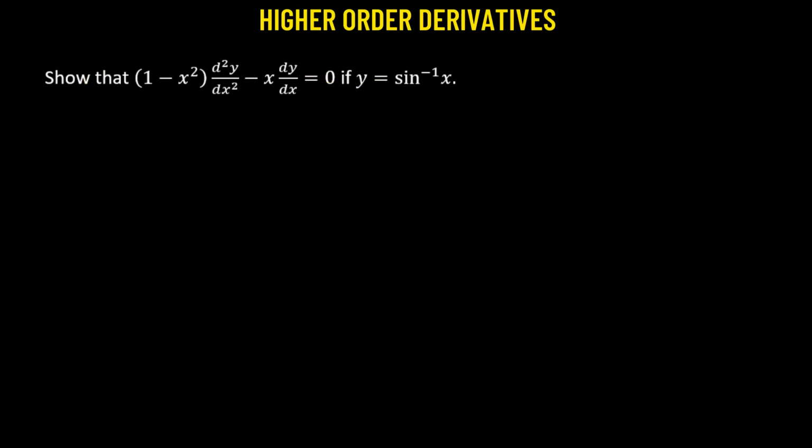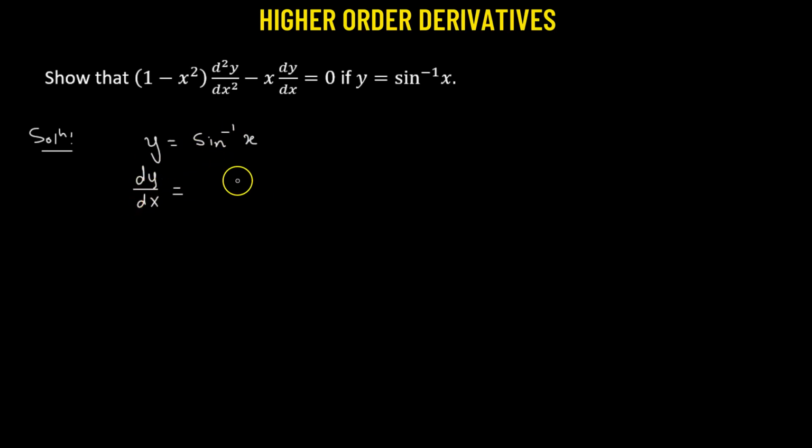In this problem, we are given that y is equal to sine inverse of x, and using this fact, we have to show that the following expression holds true. So let's begin. What we'll do is start with whatever is provided to us. We have y equals sine inverse of x. So let's take the derivative on both sides with respect to x.